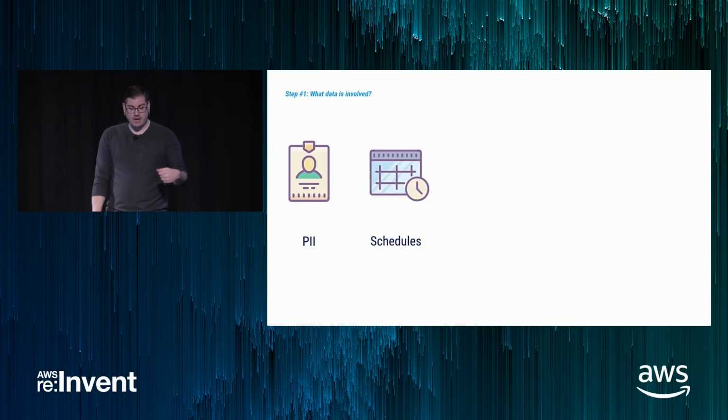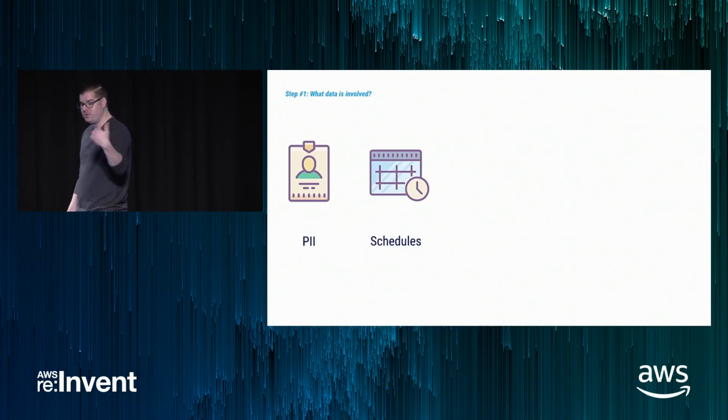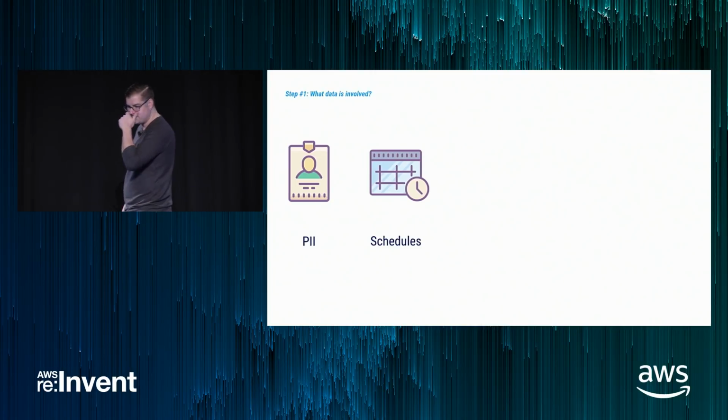Second type of data we've got in our application is the scheduling. So we have users requesting rides on our unicorns. We have to keep a schedule of those unicorn availability in line when they're booked, when they're available, that kind of stuff. So not as sensitive, but still there.